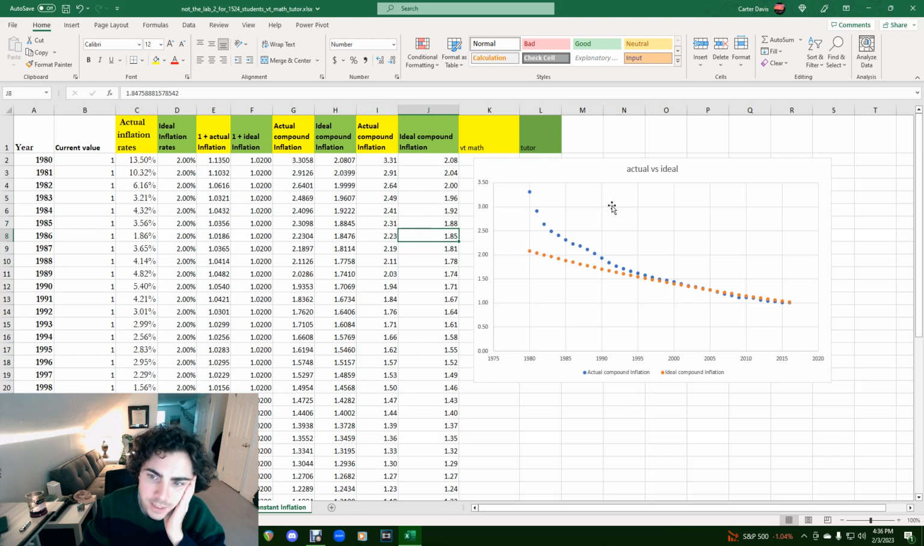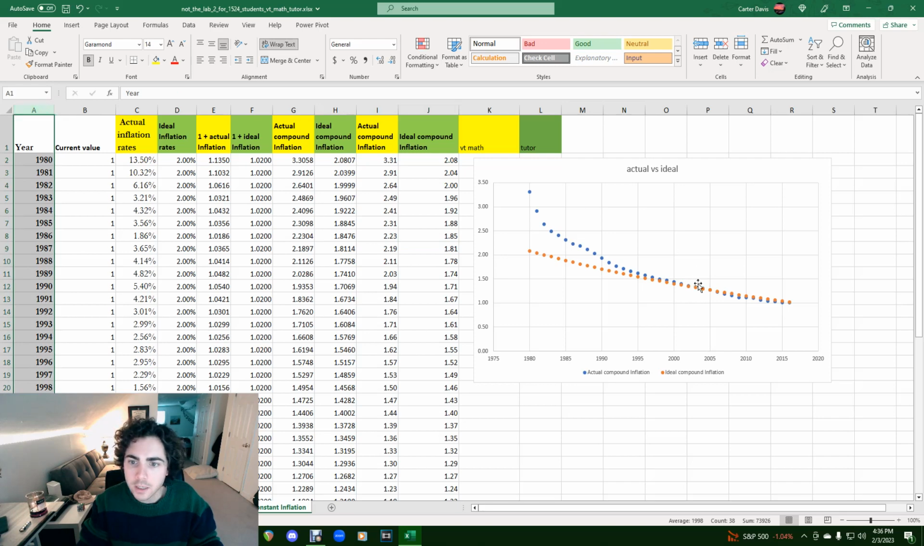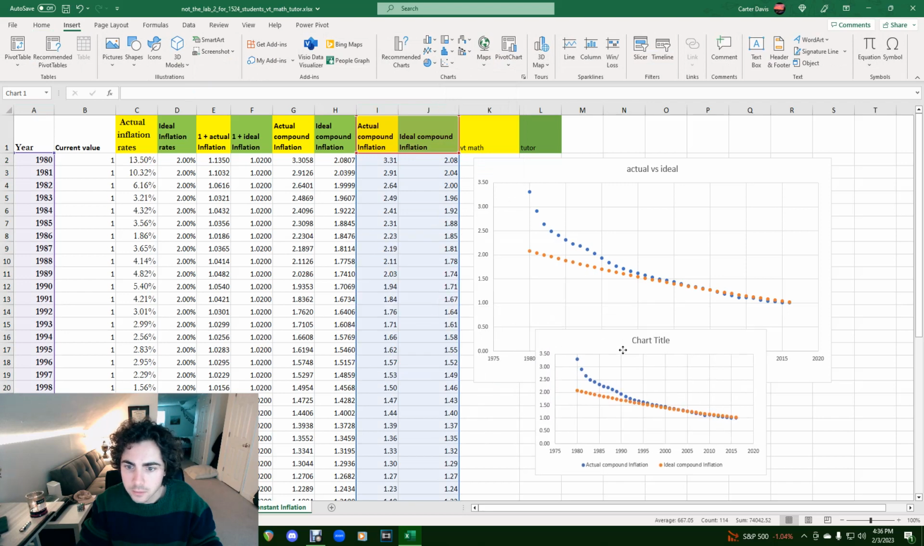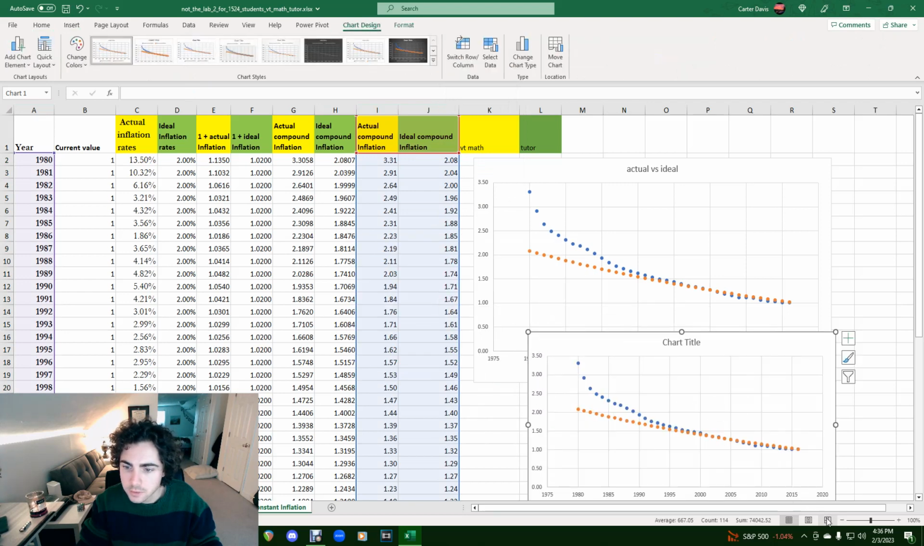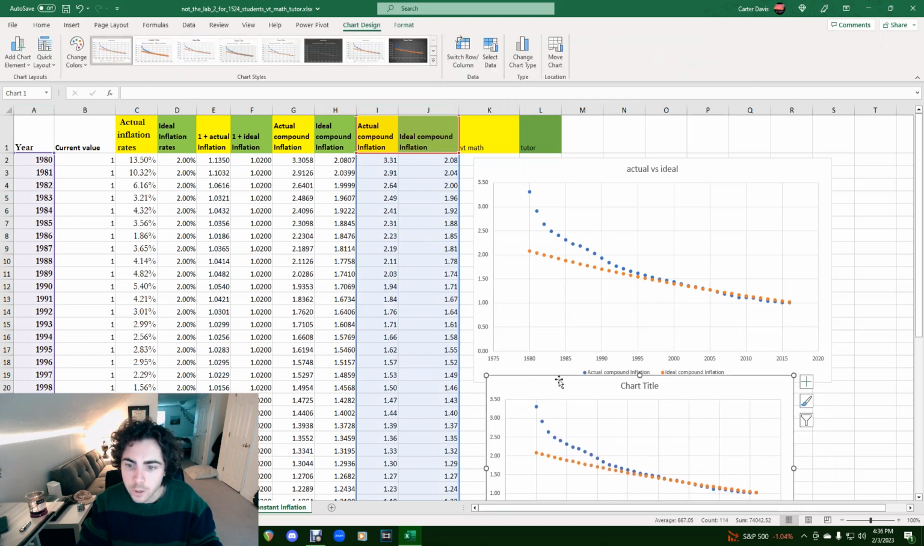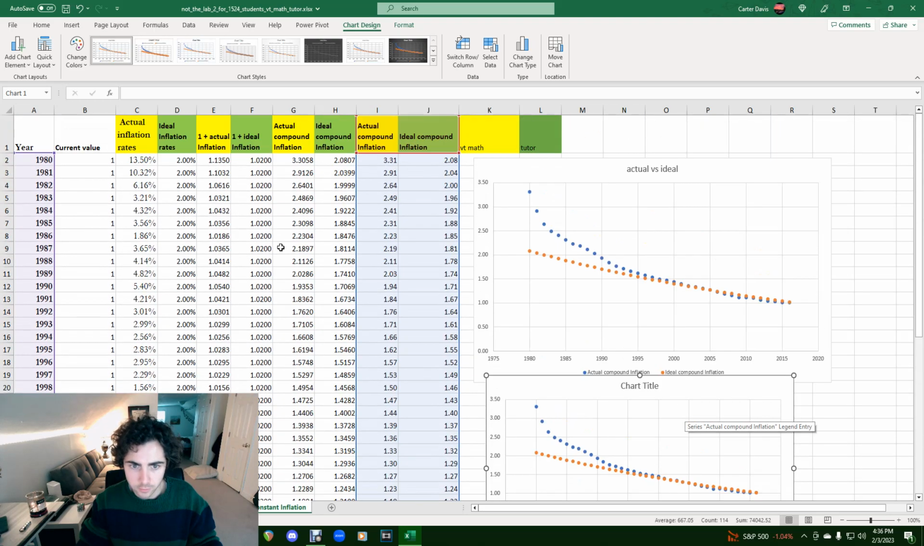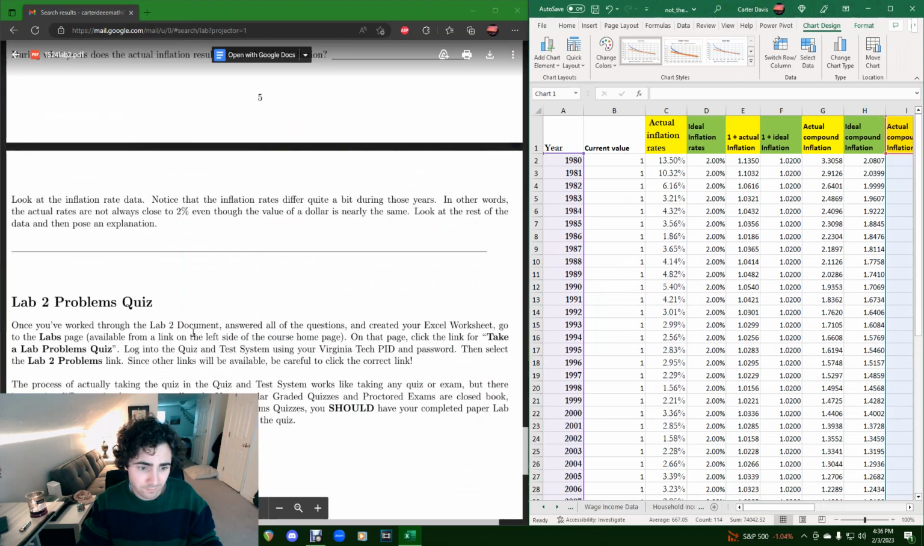I think that's it. And then they have you do a graph, right? So you click on year, and then they want actual versus ideal. So you'd hold Control, click on I and J, insert, scatter plot. Let me just make sure this is the right idea. Yeah, I think it's the same, it's just stretched out. All right, and then they have you compare the actual versus ideal on there. I think that's about all I have here.